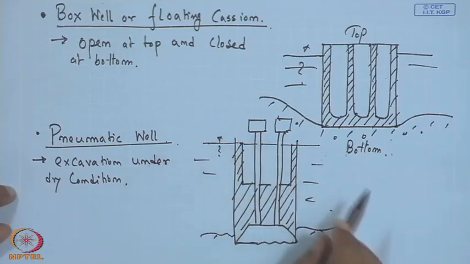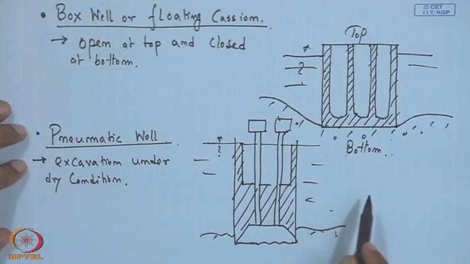So, if we compare the three types of well, the first one is the open caisson, where the concrete is done below the water in wet condition, which is not so effective. And the second one is where casting is done on the land, but it is applicable if the bearing strata is at a shallow depth and the bearing capacity calculation has to be properly done. And the third one is also done up to the required depth, but the advantage is that the concreting is done under dry condition, which is very effective.